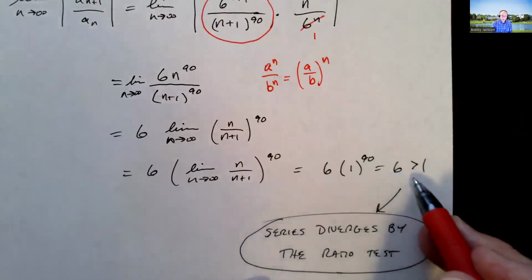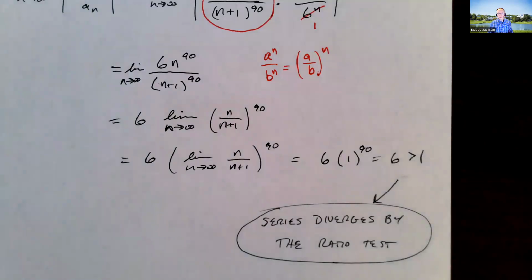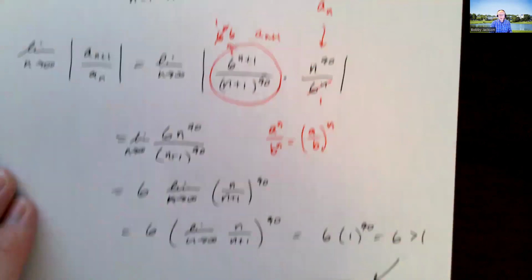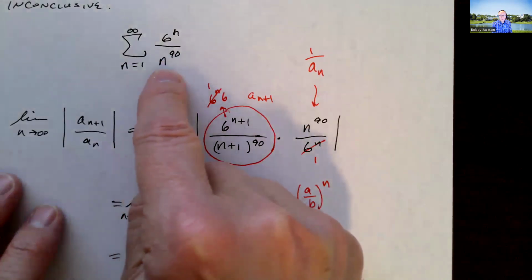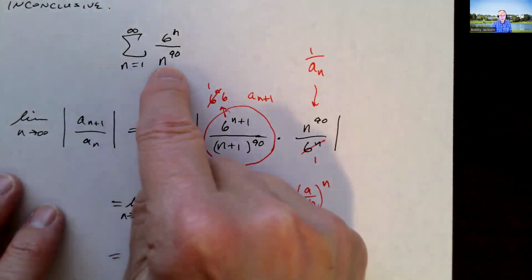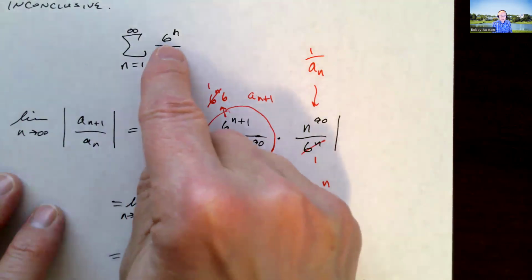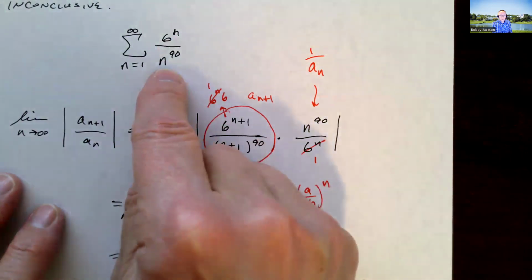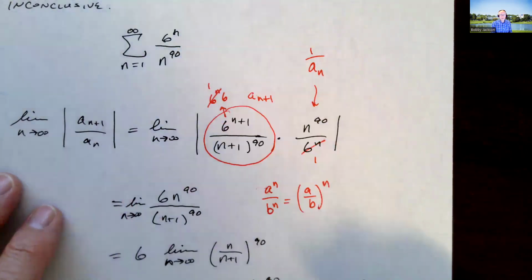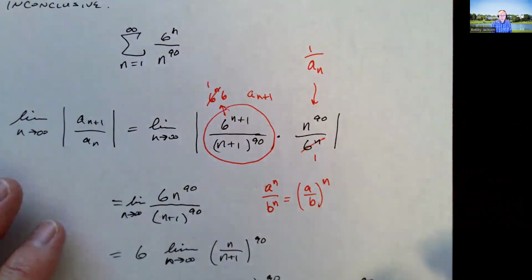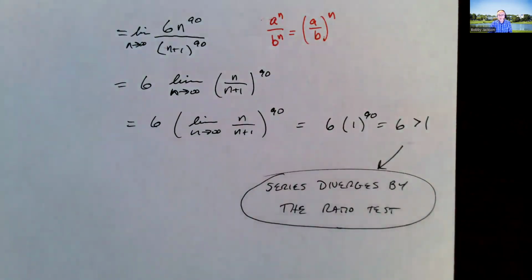Since 6 is greater than 1, as we talked about a minute ago, we know this series diverges by the ratio test. So even though we have a very high power on n, look at n to the 90th power, that grows very rapidly. 2 to the 90th power is huge versus 6 squared, which is just 36. But the exponential function eventually will dominate this algebraic function so much that these terms will begin to blow up and get bigger and bigger for very large n, and this series will clearly diverge. And we're just showing that with the ratio test.